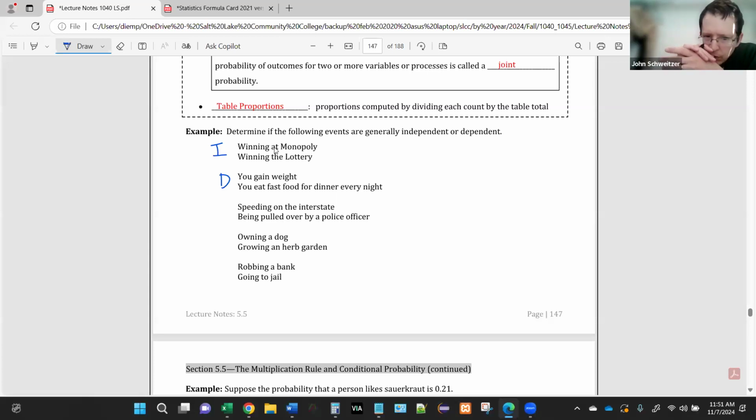Okay, speeding on the interstate, being pulled over by a police officer. What do you guys think? Dependent or independent there? Yeah, I think dependent. Now, it doesn't mean every time you speed, you get pulled over, right? I'm speeding all the time on the interstate, but not by much, and so I don't get pulled over every day. It's just, every few years I might get pulled over. So just because you sped once, it doesn't mean you're going to get pulled over. But the more you speed, it is more likely, right? So there's an association there.